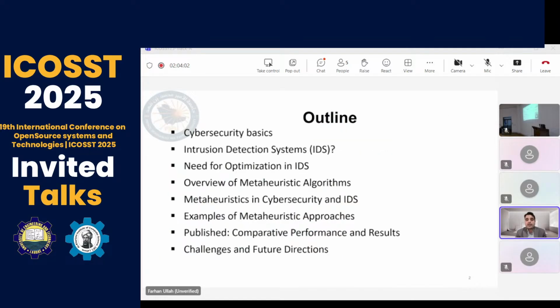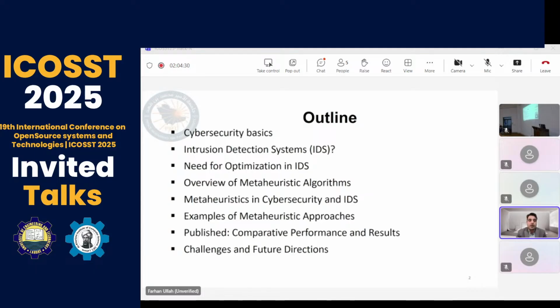The outline of the presentation is as follows. First I will discuss cybersecurity basics, then what intrusion detection is, and why we need optimization in intrusion detection. Then we will discuss optimization algorithms and meta-heuristic algorithms, go through some examples of these methods in cybersecurity, and then explore some future directions.